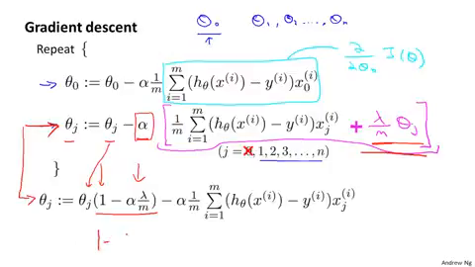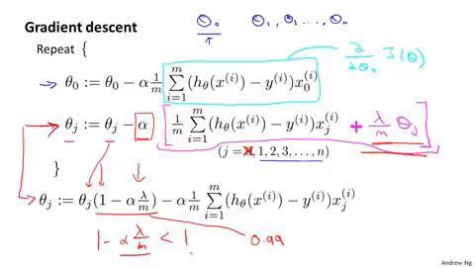Concretely, this term 1 minus alpha times lambda over m is going to be a number that's usually a little bit less than 1, right? Because alpha times lambda over m is going to be positive. And usually, if your learning rate is small and if m is large, this is pretty small. So this term here is going to be a number that's a little bit less than 1. So think of it as a number like 0.99, let's say.